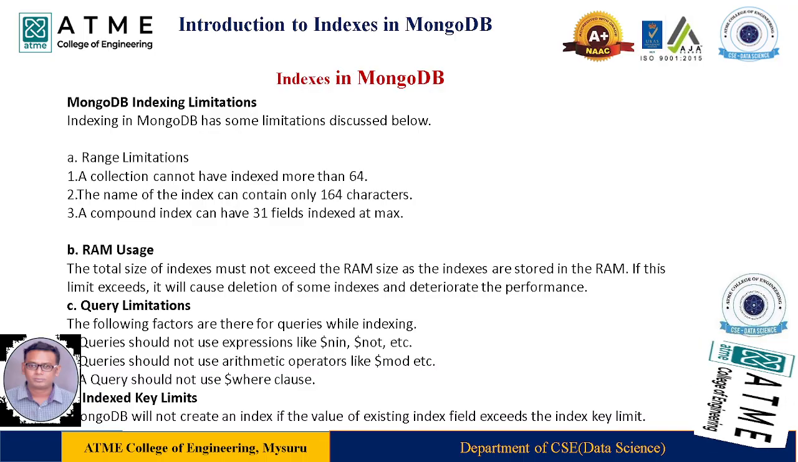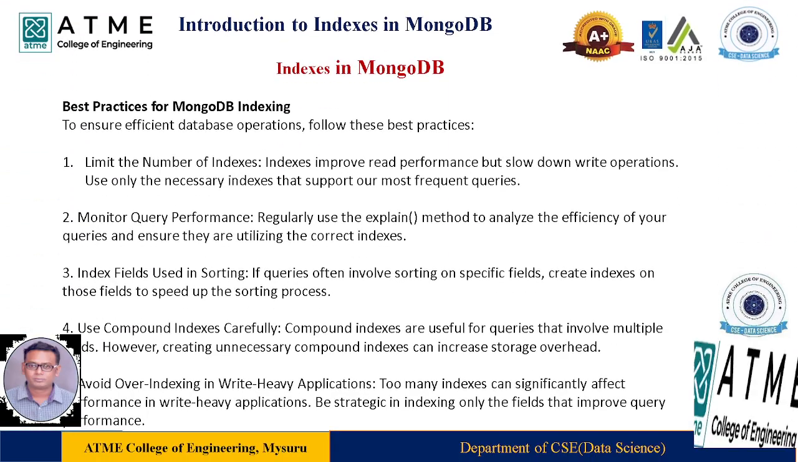Following factors, query limitation. The following factors affect queries while indexing. Queries should not use expressions like $nin, $not, etc. Queries should not use arithmetic operators like $mod. Queries should not use the $where clause. So MongoDB index key limits. MongoDB will not create an index if the value of an existing indexed field exceeds the index key limit.